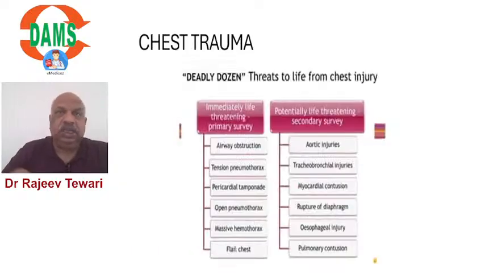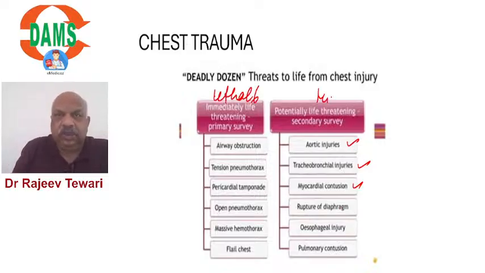So, deadly dozen you have to know in chest trauma. Tracheal obstruction, tension pneumothorax, open pneumothorax, massive hemothorax, cardiac tamponade and flail chest, and aortic transection, tracheobronchial injury, myocardial contusion, diaphragmatic injury, esophageal injury, they come in. This is called lethal 6 and this is called hidden 6. They come under deadly dozen, which you need to know.